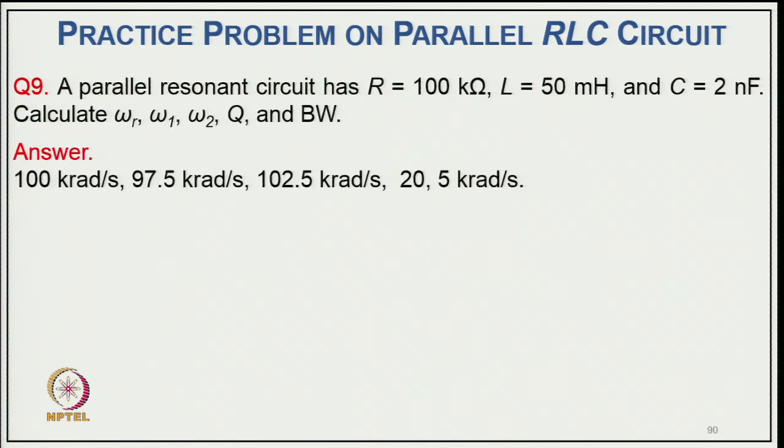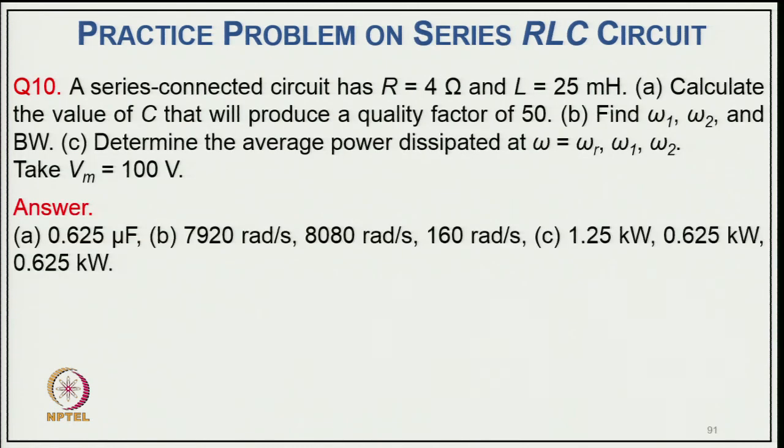Now, coming to example 9, a parallel resonant circuit has resistance of 100 kilo ohm, inductance of 50 millihenry and capacitance 2 nanofarad. Calculate omega r, omega 1, omega 2, Q and bandwidth. So, typically answers are 100 kilohertz, 97 kilohertz and 100.2 kilohertz and 20 kilohertz or so.